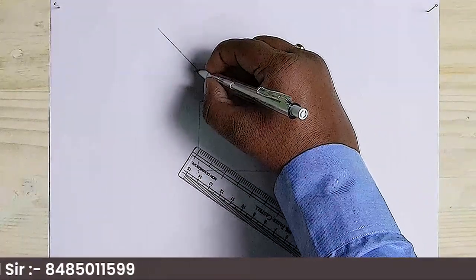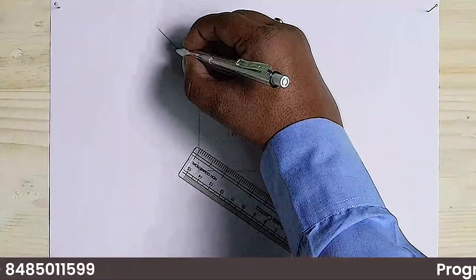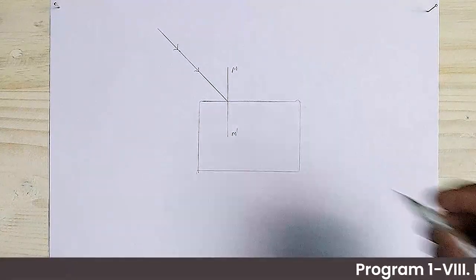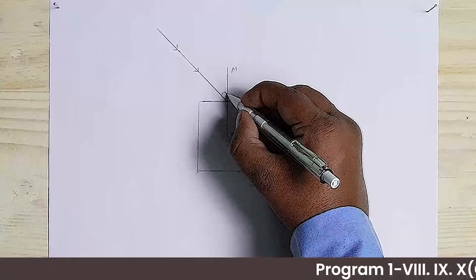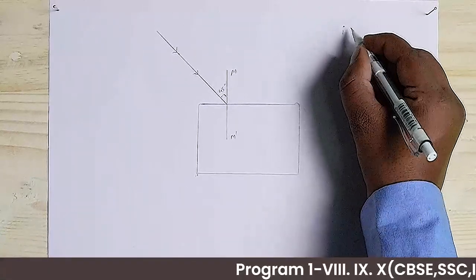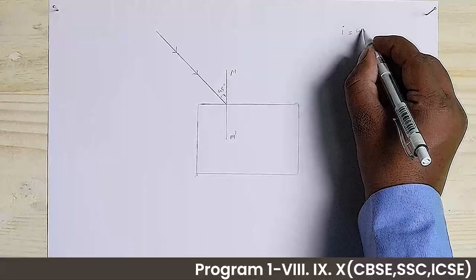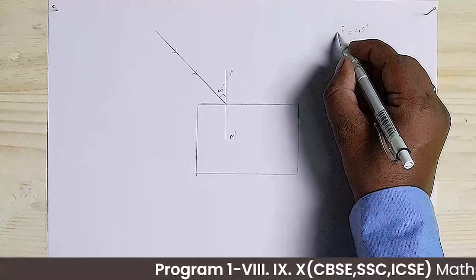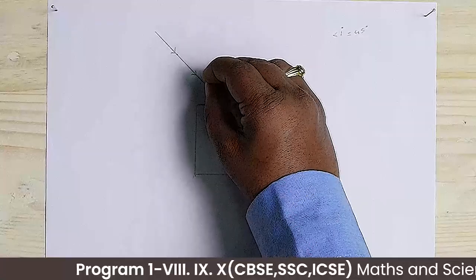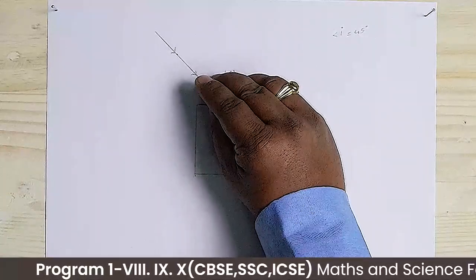Draw the arrows indicating the direction of the incident ray. The incident angle is 45 degrees. Fix 2 paper pins on the incident ray.